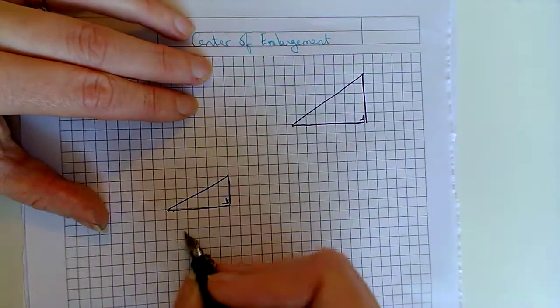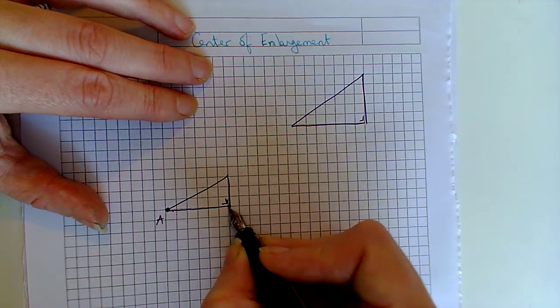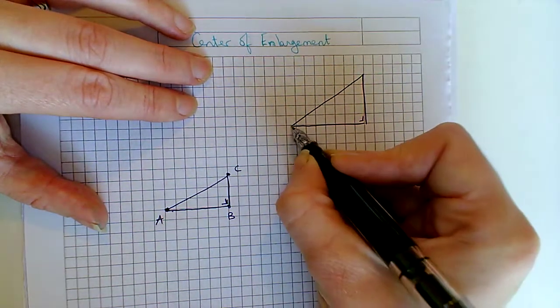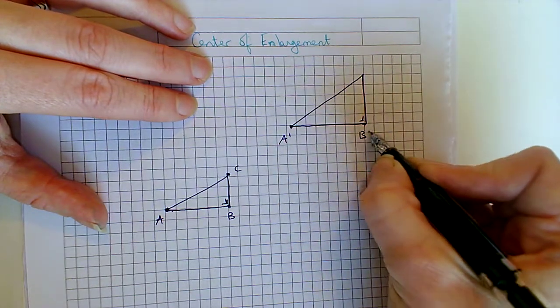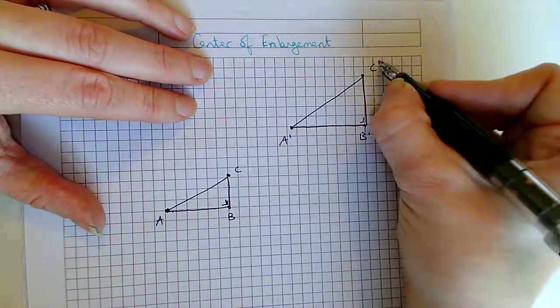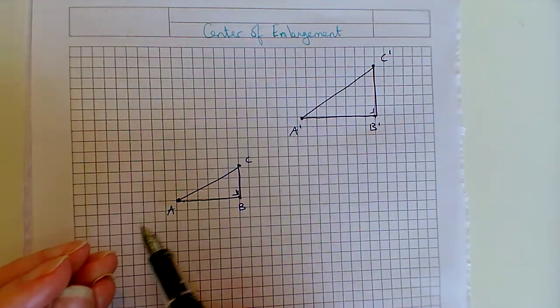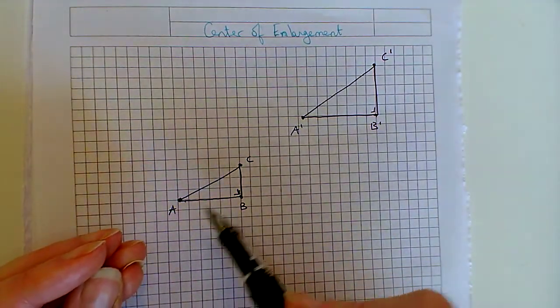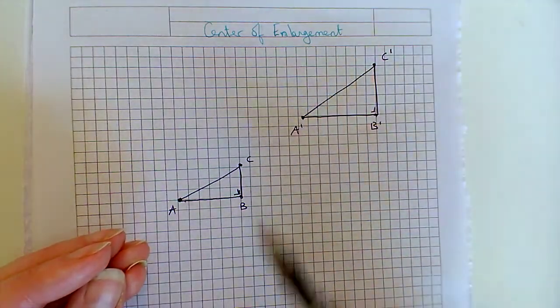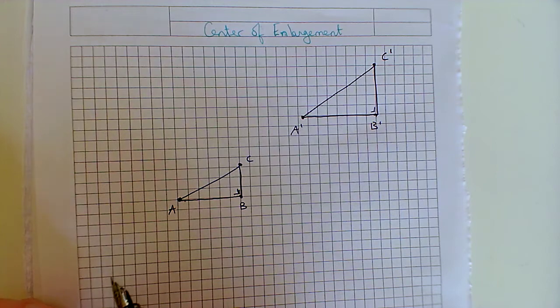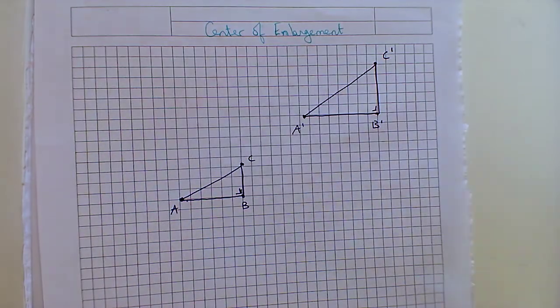Okay, so this is my object, A, B, C, and this is my image, A prime, B prime, C prime. I didn't measure them, so they may not be exact enlargements of each other. And we want to talk about something that's called the center of enlargement. And the center of enlargement is the point, if you imagine a kind of a projector casting light through this shape, and then this is projected on a screen, then the center of enlargement would be the point where the enlargement is coming from, the source of the enlargement.